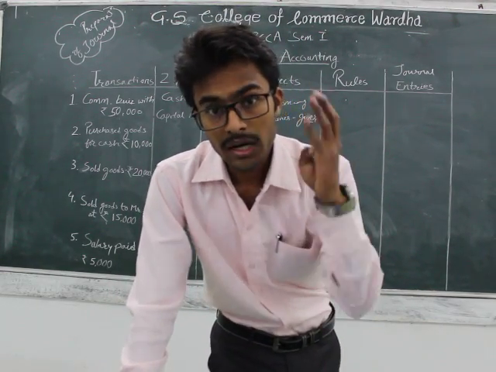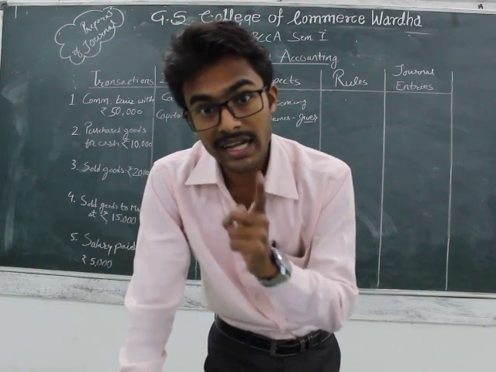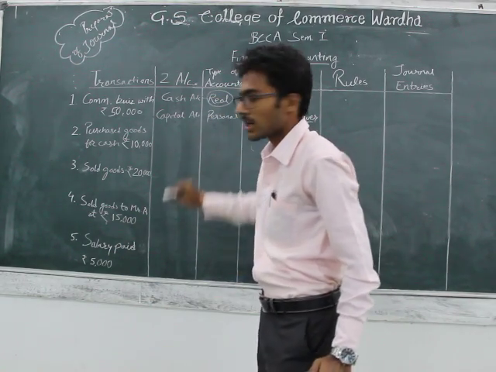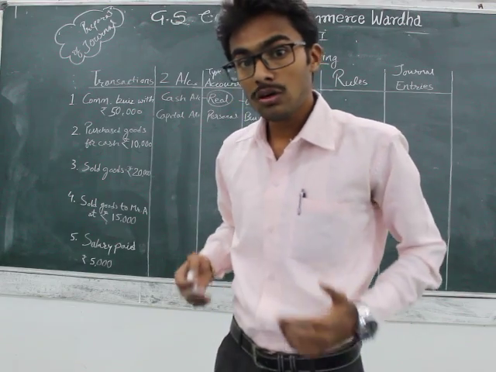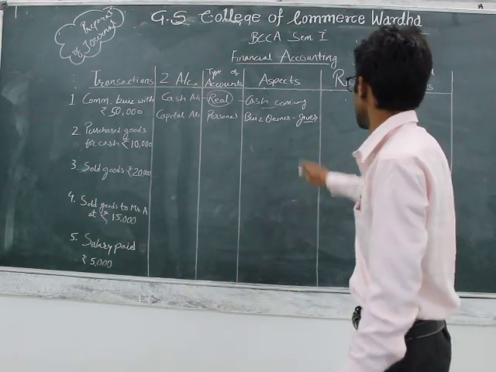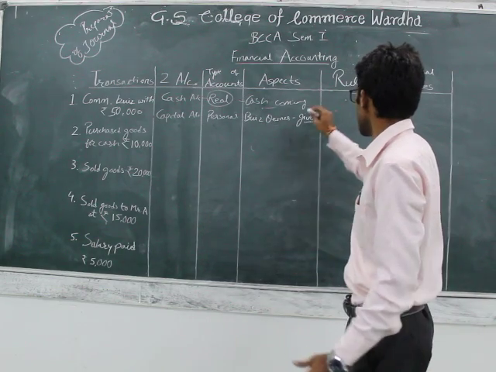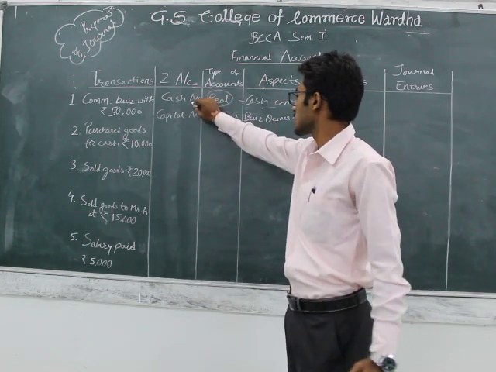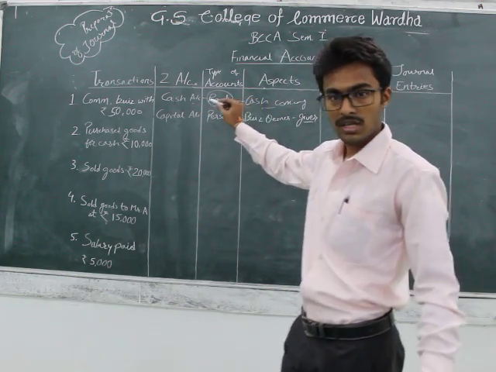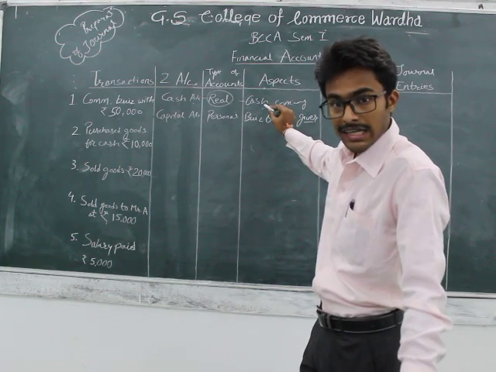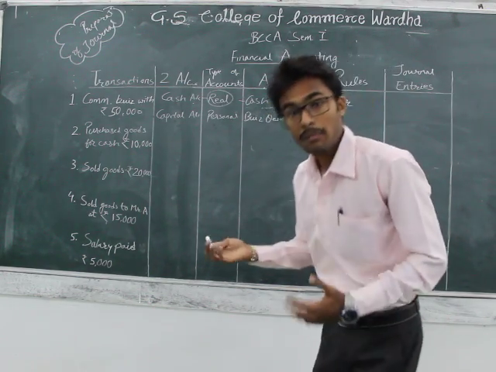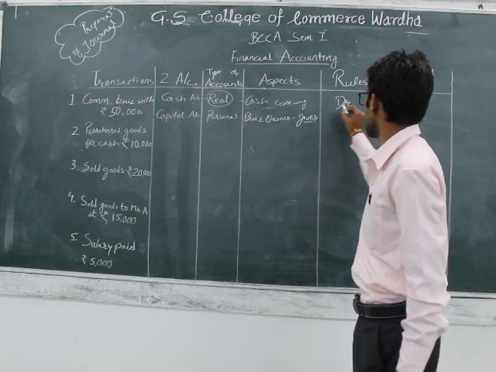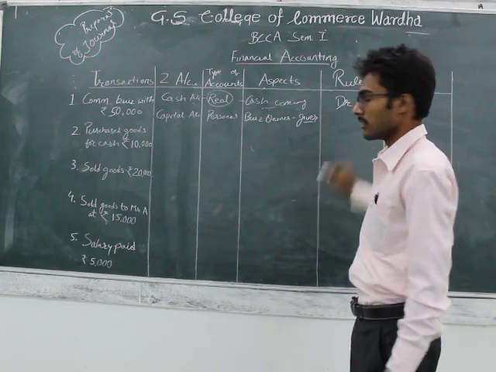First, nominal account: debit expenses and losses, credit income and gains. For a real account, debit what comes in, credit what goes out. Cash is coming in, which means cash will be debited. Understood? Again, the cash account is a real account, and its golden principle says debit what comes in, credit what goes out. What is coming in? Cash is coming in, hence cash will be debited, right?